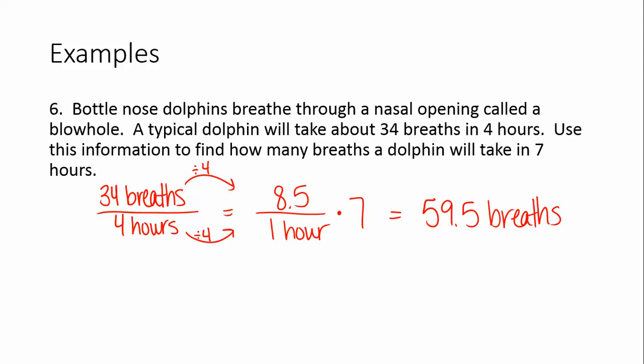So whenever you're given a rate and you need to figure out possibly a different amount of time, you first find the unit rate. That's what we did here. This is the unit rate, and then we went and multiplied it by 7. Since we knew 8.5 in 1 hour, multiply it by 7, we can get 59.5 in 7 hours.